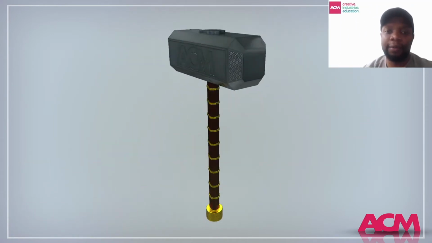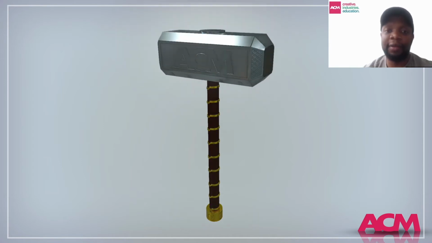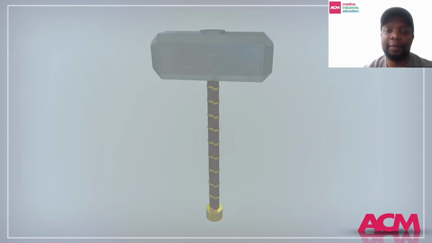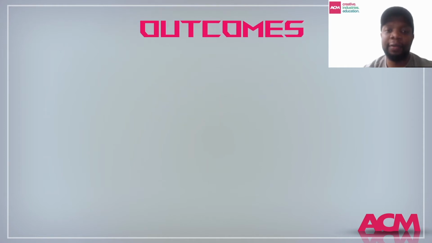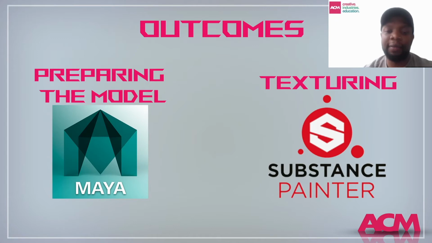Following on from the last workshop, we're going to be taking the ACM hammer we created and adding texturing and shading to it in order to make it look more realistic. By the end of the session, you will know how to prepare the model in Autodesk Maya and also how to texture and shade it in Substance Painter.